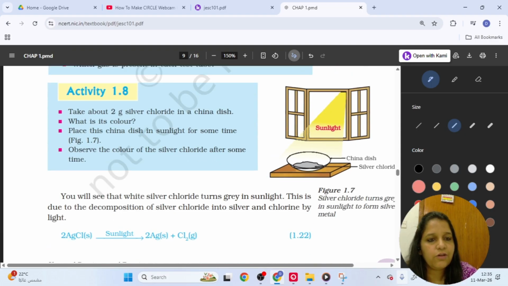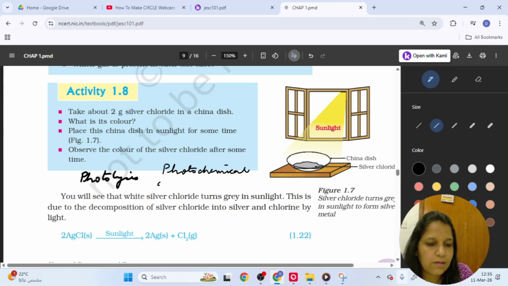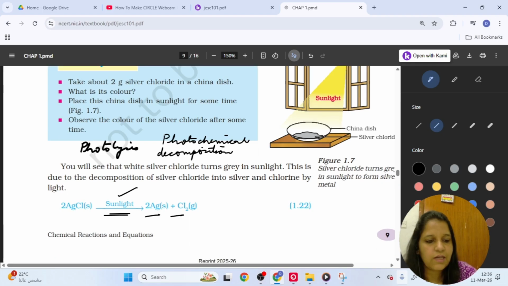The third kind of decomposition is known as photolysis, और इसको हम बोलते हैं photochemical decomposition, because here the decomposition is taking place in the presence of sunlight. It's a very simple reaction. Silver chloride is broken down into silver and chlorine in the presence of sunlight.